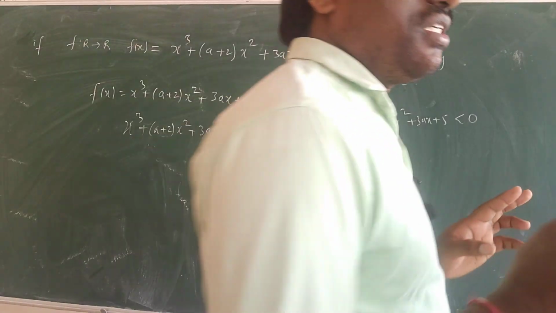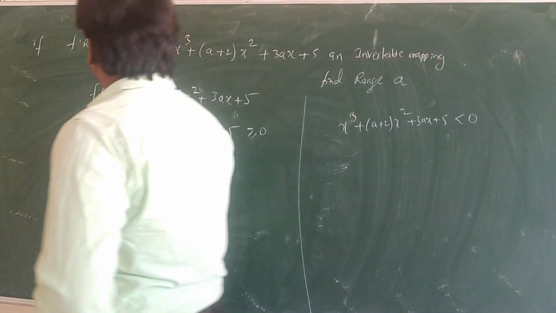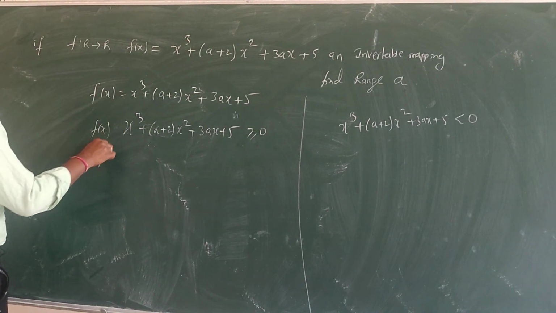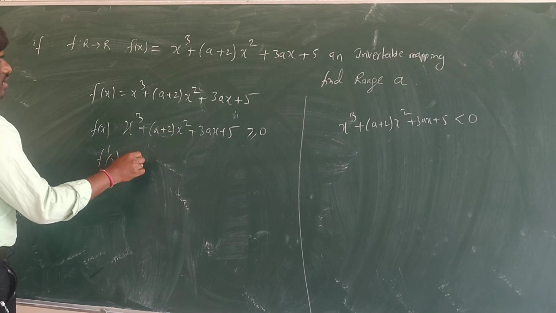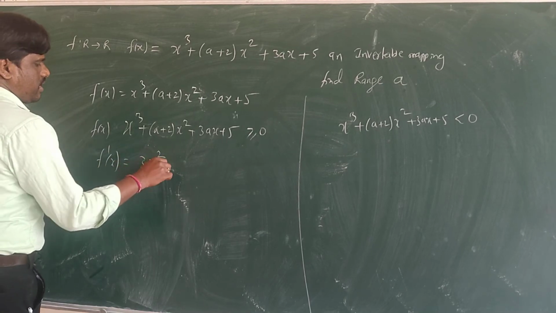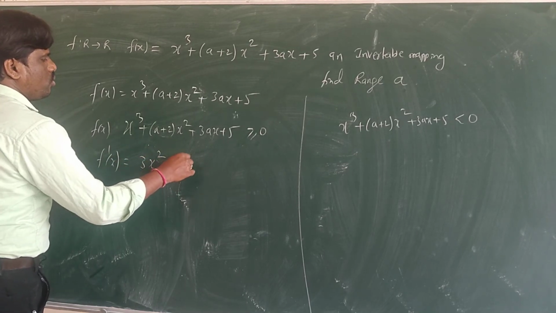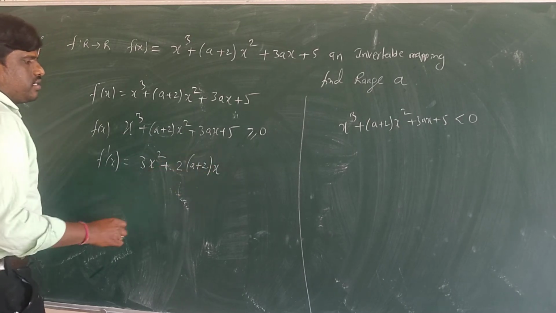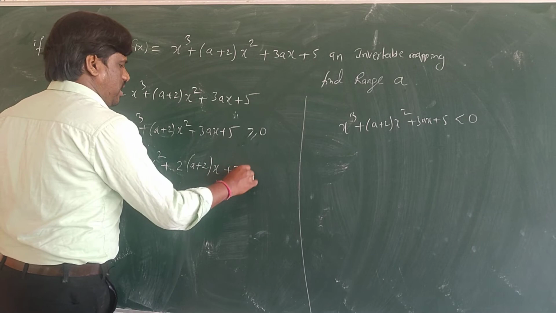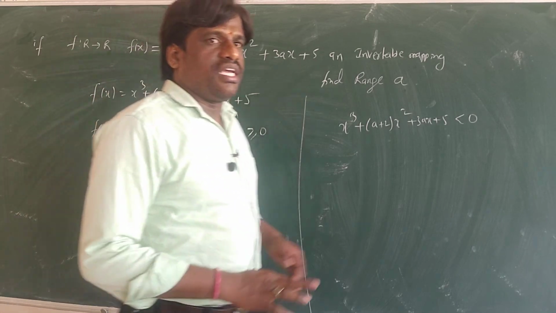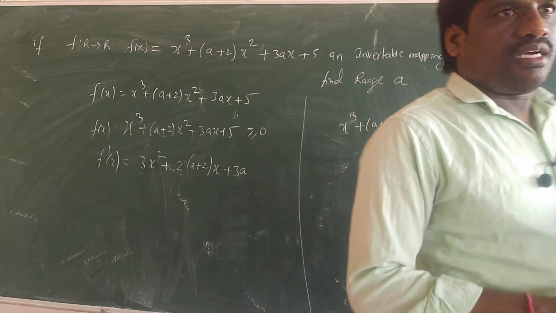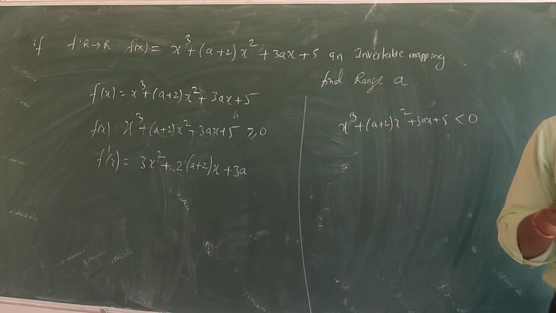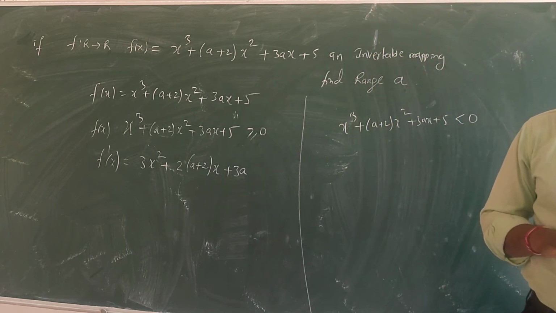Differentiate once. What is the differentiation of this function? This is f of x. What is f dash of x? Can you tell me what f dash of x is? 3x square plus 2a plus 2 into x plus 3a. Okay. If f dash of x is strictly greater than 0, or less than 0, then it is a 1-1 function.